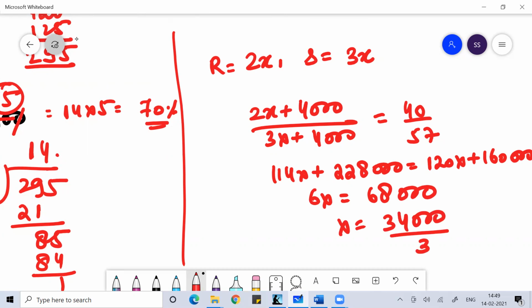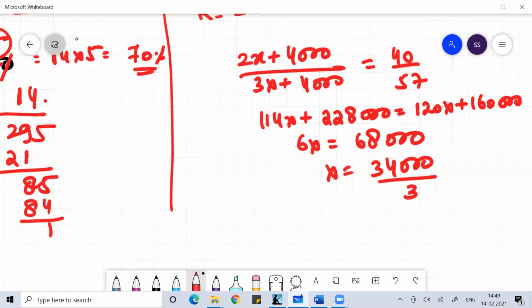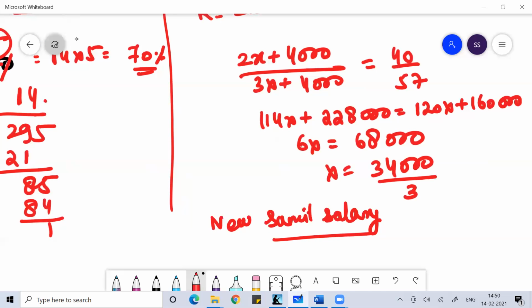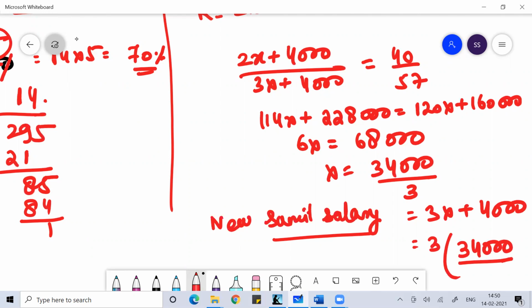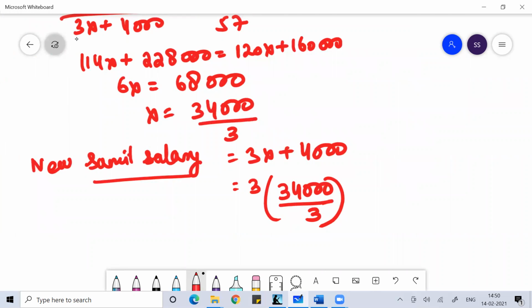Okay, so now what is the new Sumit salary? If I'm asking you, new Sumit salary is equal to 3x plus 4,000. So 3 into 34,000 divided by 3 plus 4,000 plus 4,000. So that is 38,000.